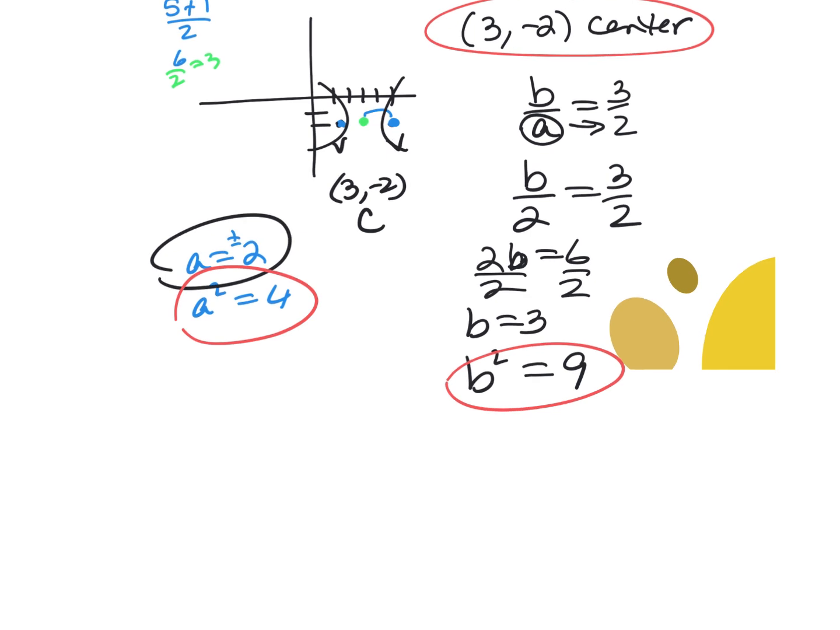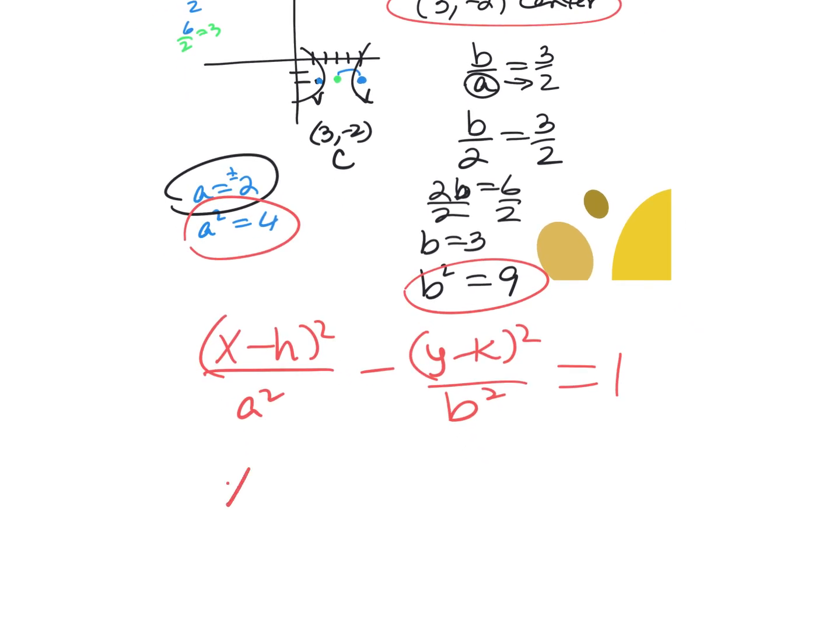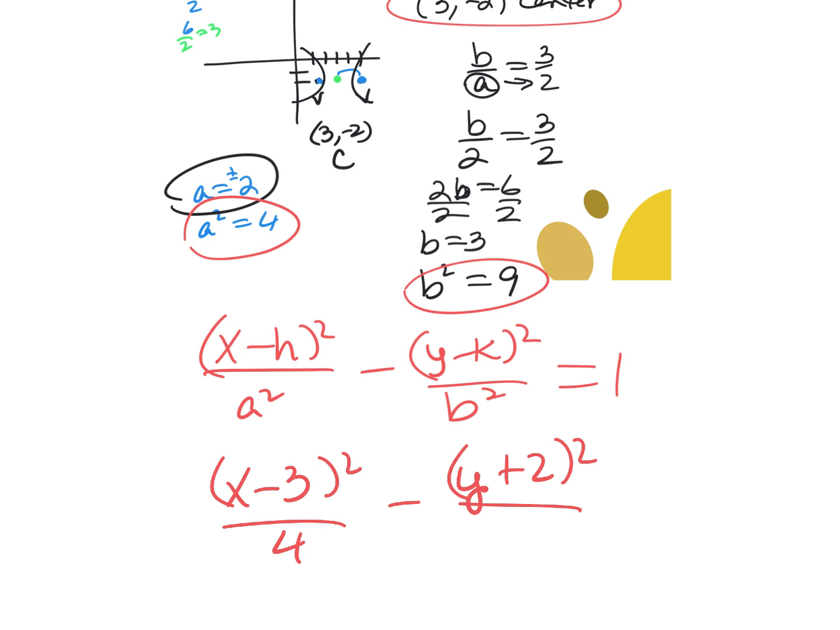So let me go ahead and fill it in. Because it was transversing the x-axis, I'm doing x minus h squared over a squared minus y minus k squared over b squared equals 1. So let's fill it all in. X minus 3 squared over 4 minus y minus negative 2, so it's minus minus, which turns into a plus 2, and then the b squared was 9. And that is it for the examples that are listed here.